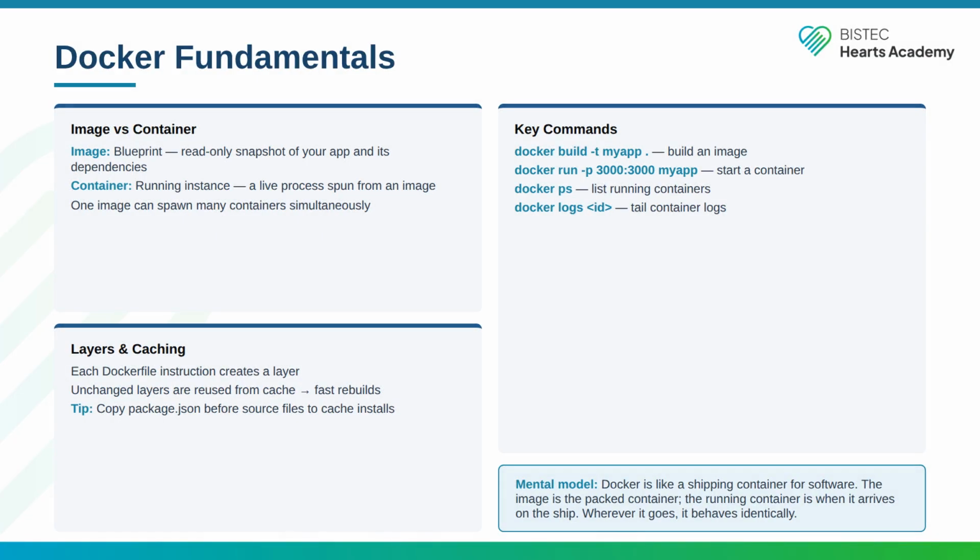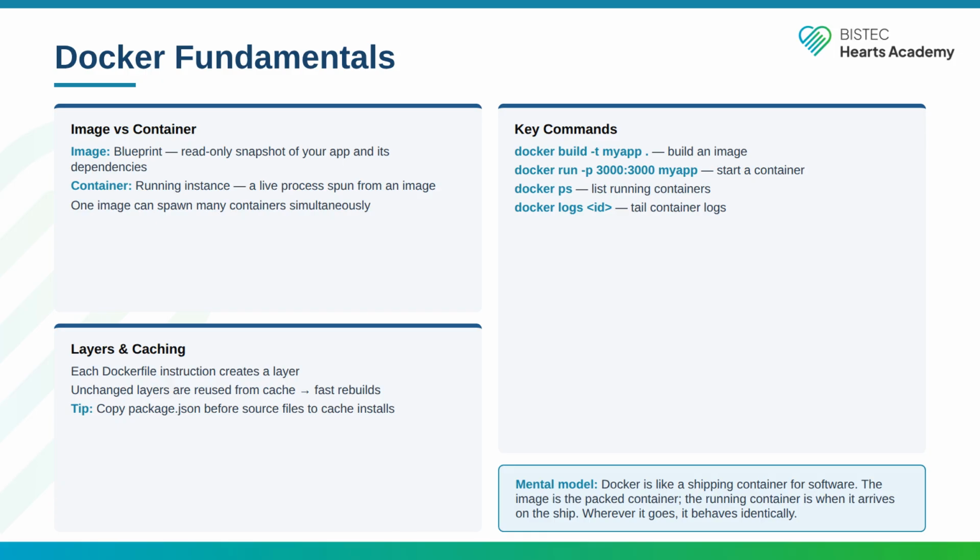Let us start with the core Docker concept, the difference between an image and a container. An image is a blueprint, a read-only, layered snapshot of your application and all its dependencies. A container is a running instance of that image, a live process spun from the blueprint. One image can spawn many containers simultaneously. Each container is isolated from the others.